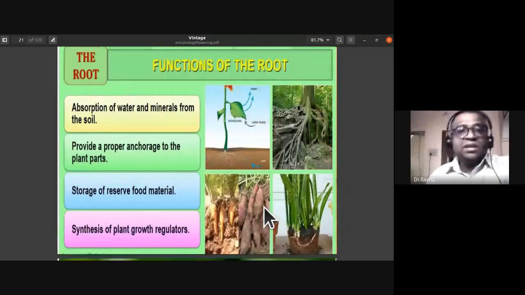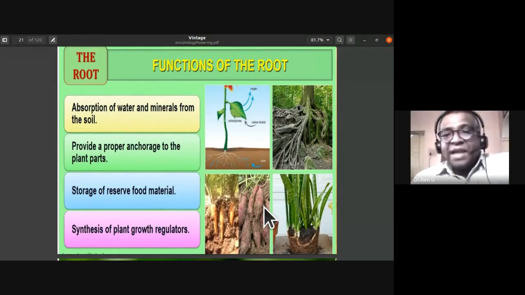So what are the functions of the root? They absorb water and minerals from the soil. They provide proper anchorage to the plants. They store reserve food material. They are also utilized in the synthesis of plant growth regulators.